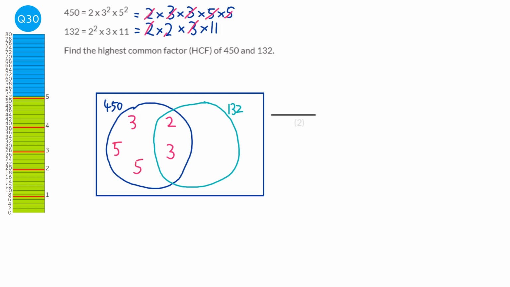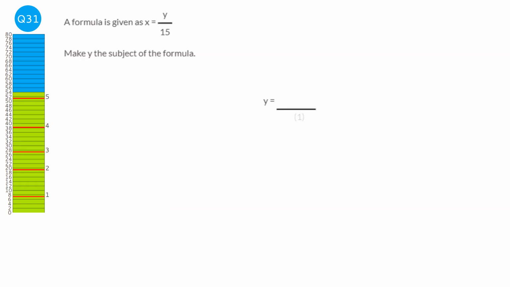And 132 has the 2 and the 11. So to find the highest common factor, as I said, you multiply all the numbers that are in the middle. And so the highest common factor will be 6.